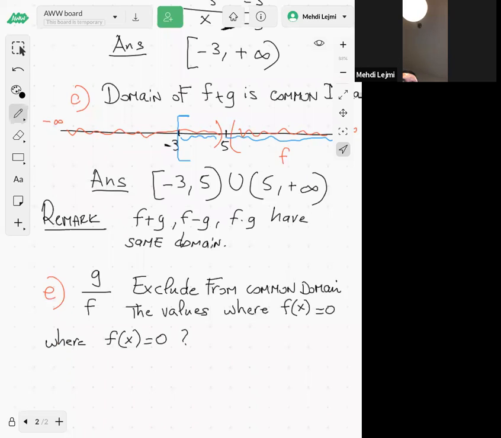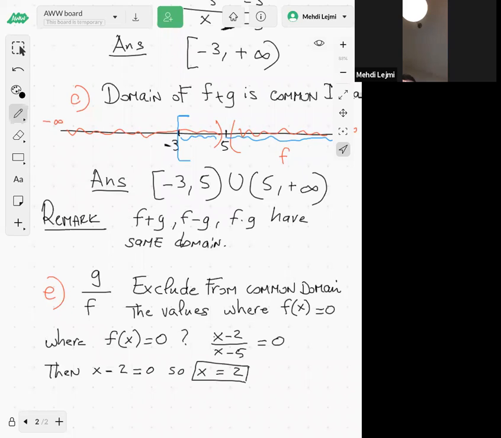Well, what's f? f is x minus 2 over x minus 5. So when this is equal to 0, well, this is a fraction, and a fraction is going to be 0 if the top is 0. So we don't care about the denominator. If the fraction is 0, then the numerator is 0. So x minus 2 is 0, so x is positive 2.